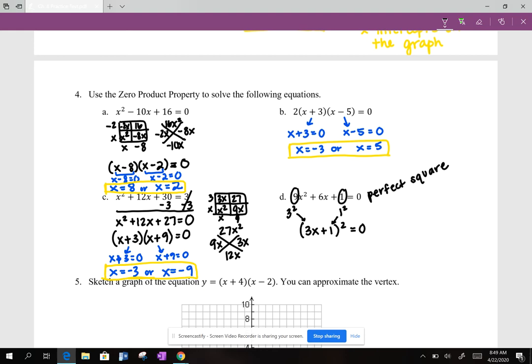And I don't want you to get hung up on the little details in the shortcut. I'm doing this to make the video a little bit shorter, even though it's probably super long by now. But anyway, this is what I get when I factor: 3x plus 1 squared equals 0. Since we have something squared equal to 0, I don't have to set it equal to 0 twice. I only have to do it one time.